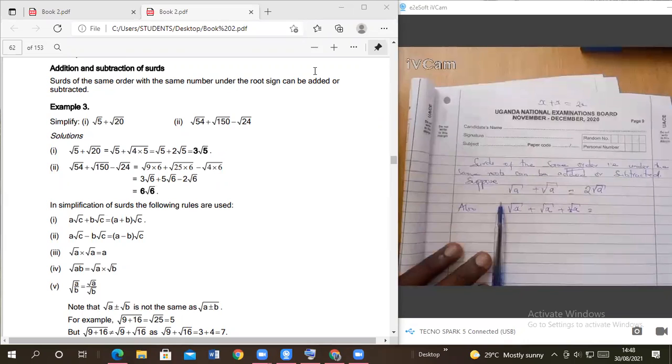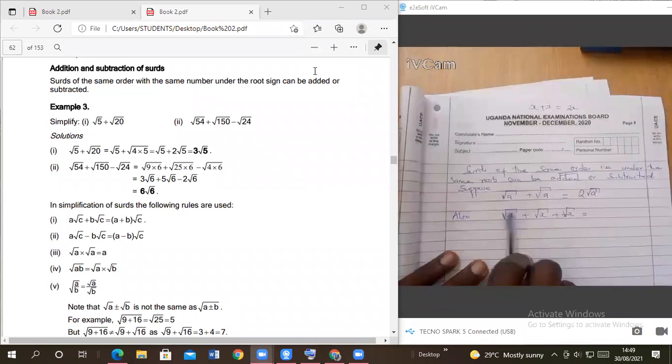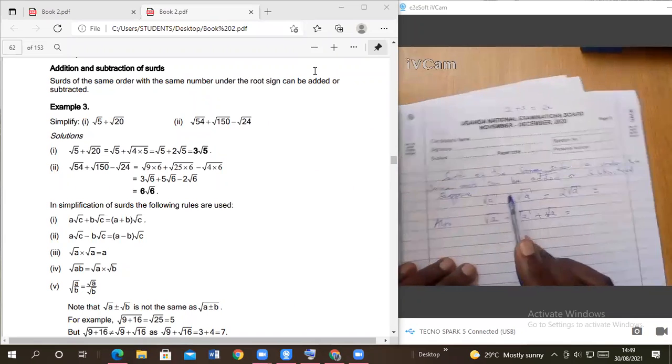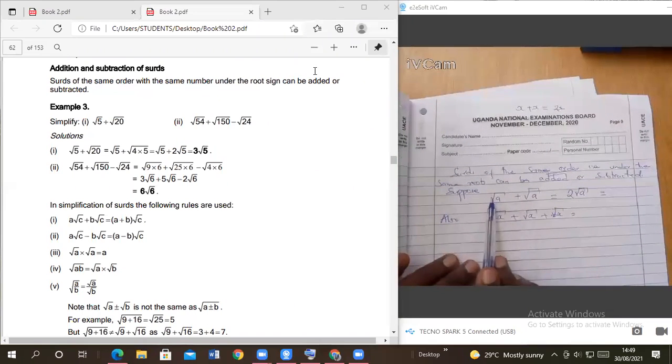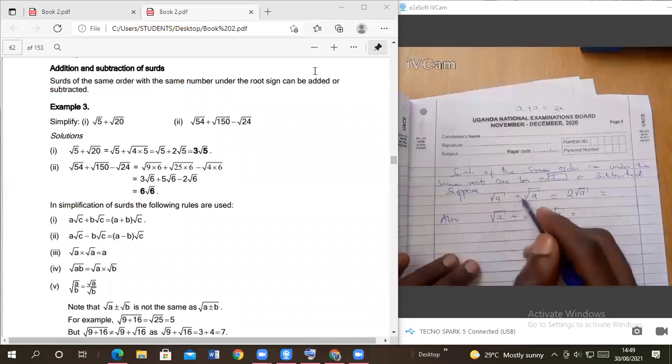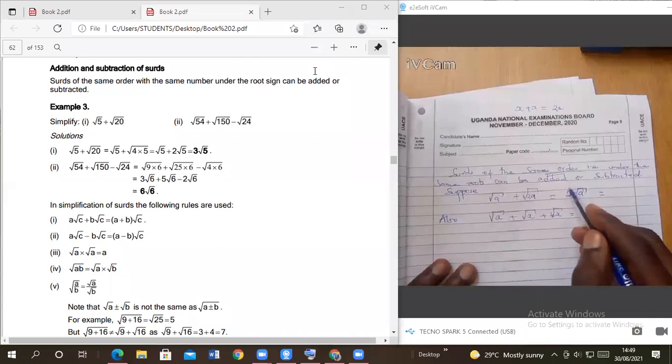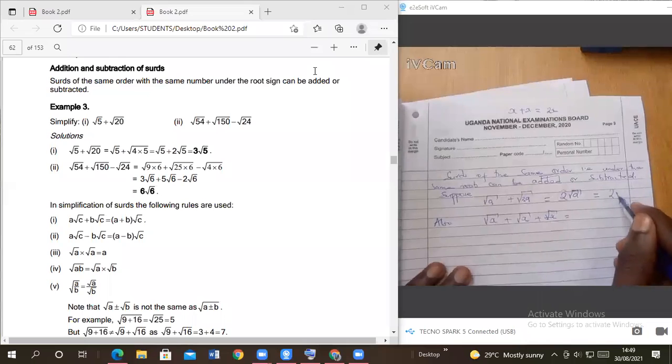Why don't you put the 2 inside? No, you cannot put it inside. You cannot write like this. They are not the same. We are adding terms. So this is root of a plus root of a. When you put 2 there, they become of different order, which we cannot add together. So the 2, you put it outside: 2 root of a.